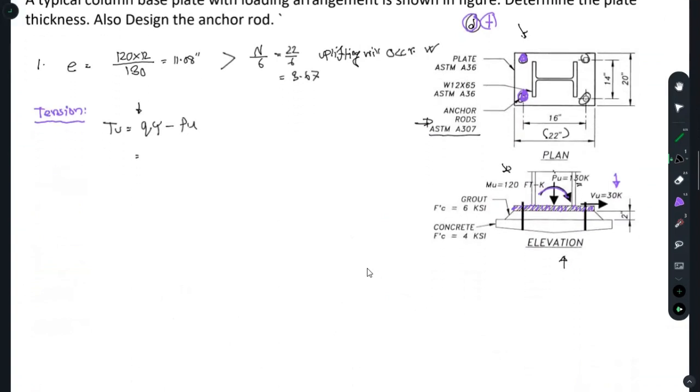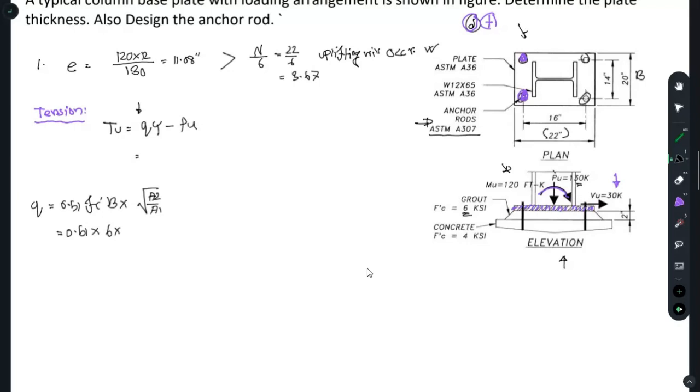For Q, we have an equation that is Q is equal to 0.51 fc prime B multiplied by root over A2 over A1. Here B is this dimension, which is perpendicular to the moment direction. So you know the value of B. So that is 0.51, and fc prime is given, that is 6 ksi for the ground.